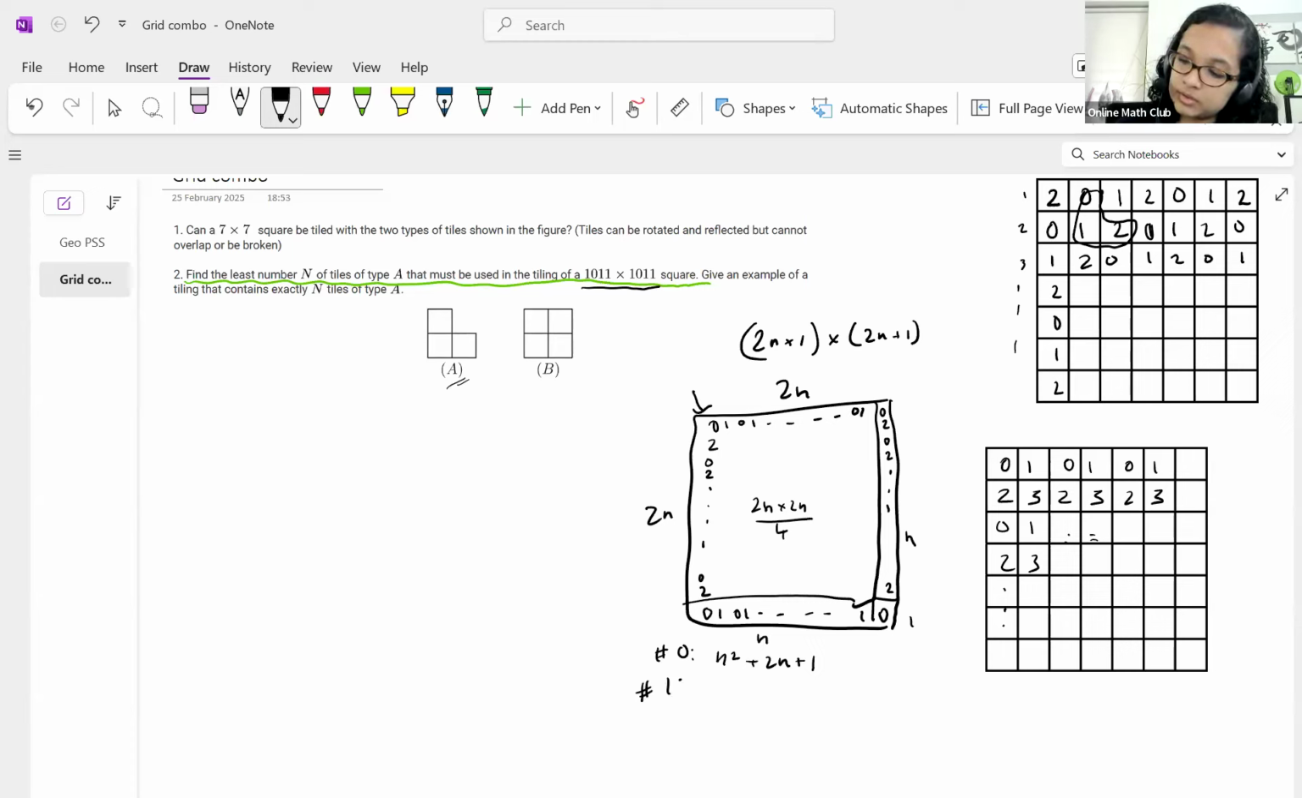And the number of ones is going to be similarly n squared, but then you're only adding 2n from here and here. Shouldn't it just be n, because the right column doesn't have any ones, only the bottom row? Yes, it's n squared plus n, sorry. And similarly, the number of twos is also going to be the same. And the number of threes is going to be just n squared because it does not appear outside of the main square.